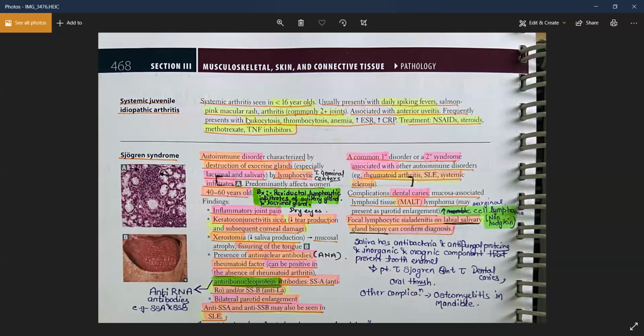Of course, because of the inflammation, the patient will have a high level of WBCs, a high level of thrombocytes for the clotting, and the patient can also have anemia because of the inflammation. The patient can have a high ESR and high CRP levels. Treatment includes anti-inflammatory agents like NSAIDs, steroids, TNF-alpha inhibitors, and methotrexate. So nothing much special about this systemic juvenile idiopathic arthritis. It's just arthritis with systemic involvement, only seen in teenage patients less than 16 years of age.